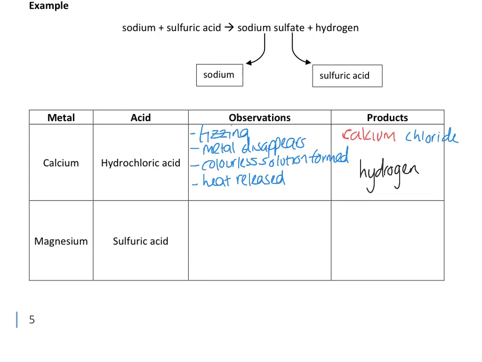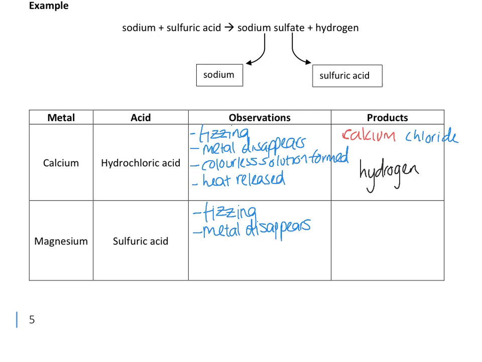So let's recap what we observed in that experiment, and if you could write these observations in on your page, on page 5. Okay, so when magnesium reacted with sulfuric acid, the first thing that we saw was fizzing. And again, that was because of our hydrogen being given off. The second thing that we observed was that the metal eventually disappeared. So as it reacted with the acid, the magnesium disappeared into the solution.